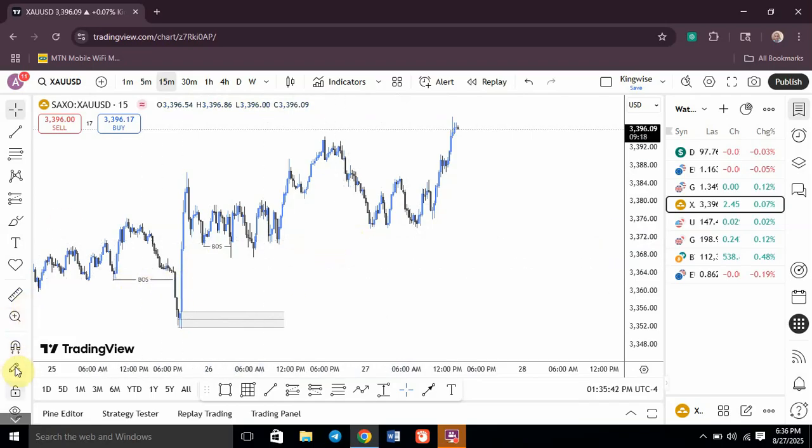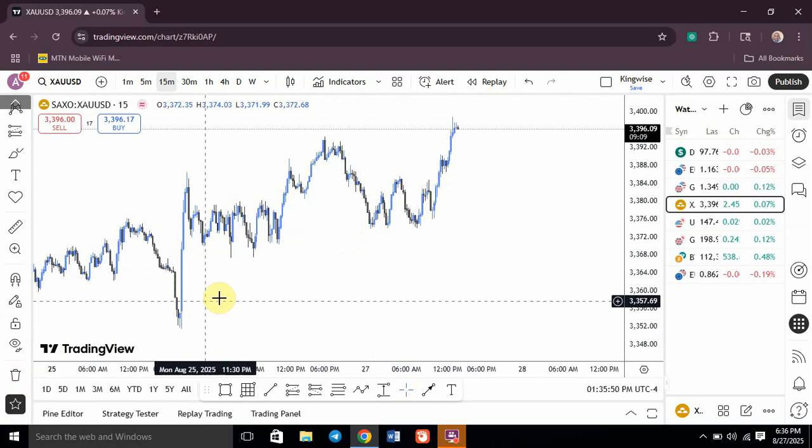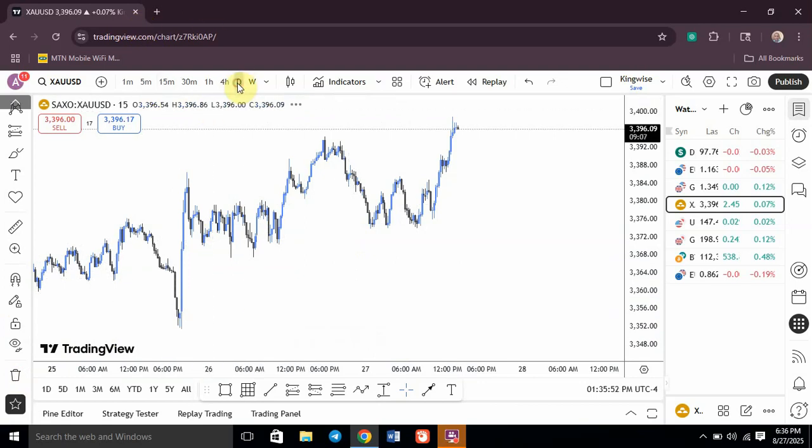Okay, let me just clean my chart and let's run the analysis from the start. So let's go from the daily time frame and see what the market is saying from the daily time frame.